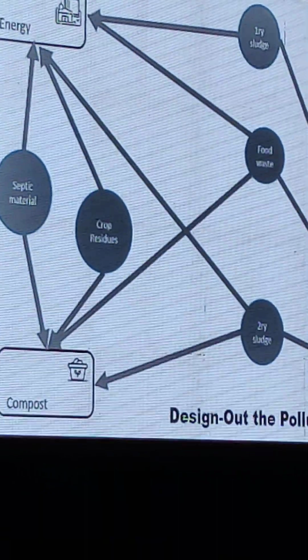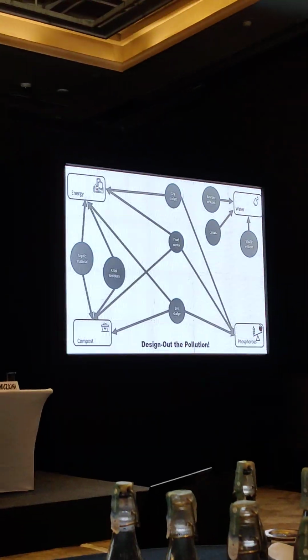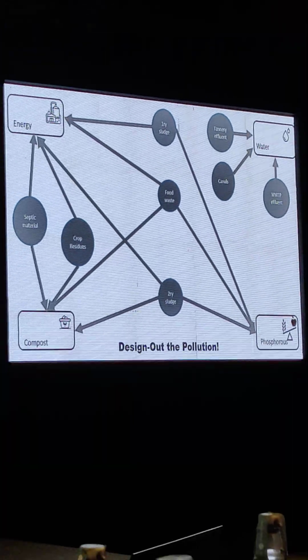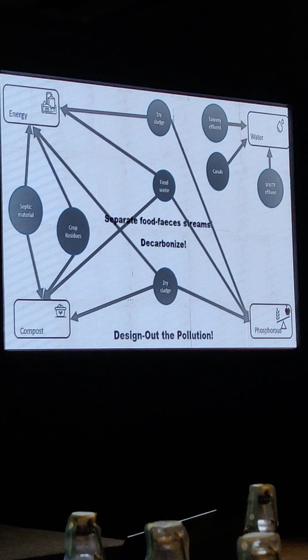Another very important aspect of circular economy is to design out the pollution. What do we want to attain? We want to attain energy, water, compost, and phosphorus. So water is only the beginning of the journey, and we have a lot of materials that are available, and this is actually where the challenge is. We have primary sludge, food waste, water, crop residues, septic material. We have a lot of stuff, but it's not activated.